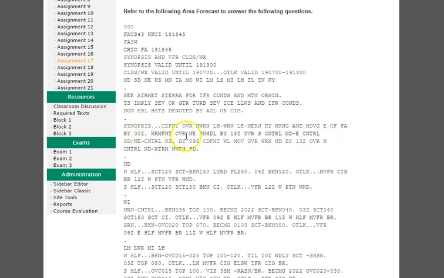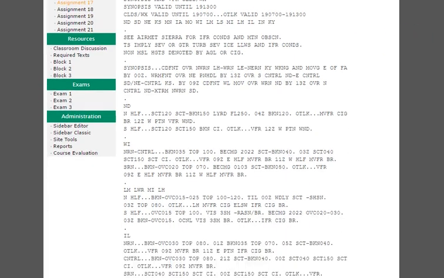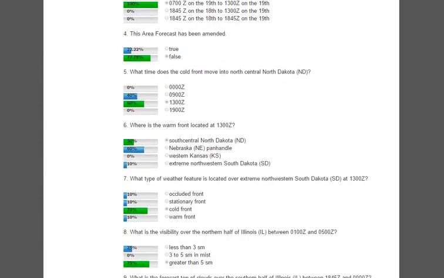Then they say warm front over Nebraska Panhandle by 13 Zulu over south central North Dakota, east central South Dakota, and Nebraska and central Kansas. So by 13 Zulu it will be over central North Dakota, east central South Dakota, Nebraska, and central Kansas. That's by 13 Zulu. The warm front is over the Nebraska Panhandle at the beginning, which is at 19 Zulu, or 1845. So that question was missed by a lot of people. That was the warm front.